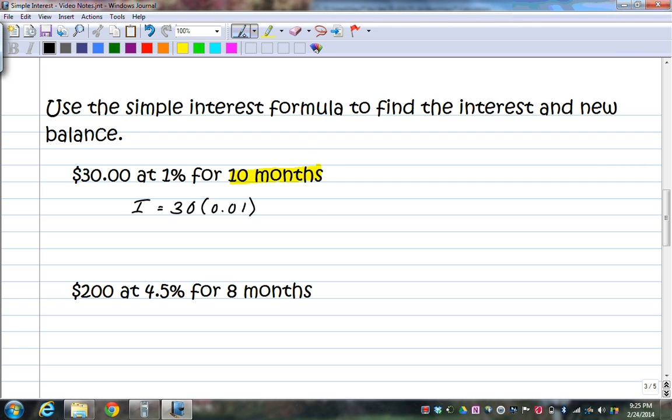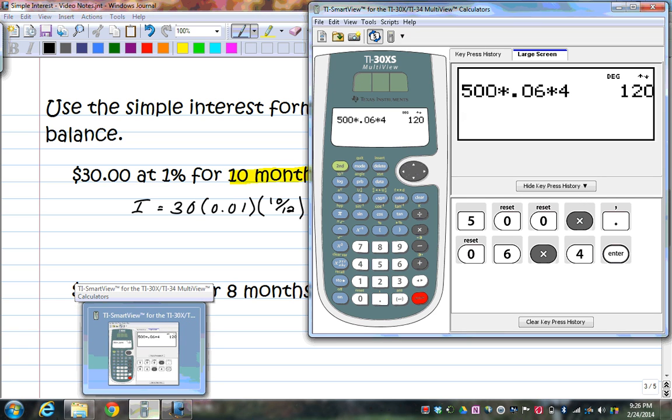Remember what we said, time is in years. So how many months are there in a year? There are 12, so this is 10 out of 12, because we always have to enter it in years. That is a way of writing it in years. If we put 10 in, then we would just assume that means 10 years. So let's do the math for this one, shall we?